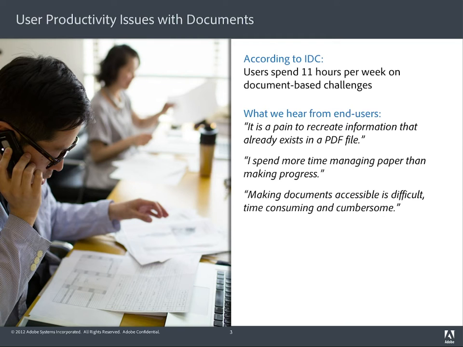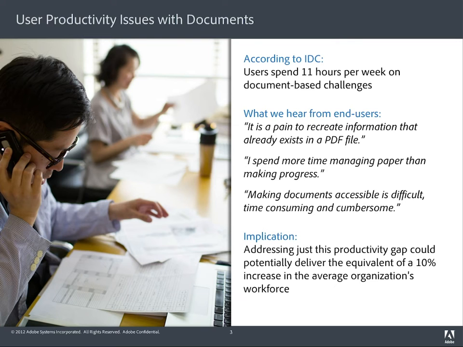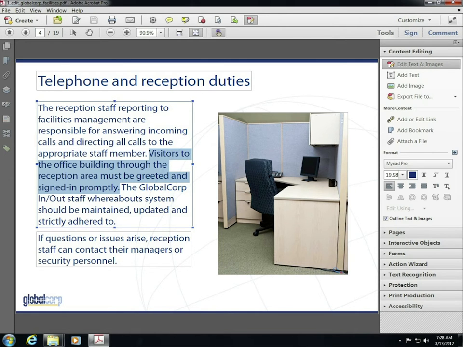So if you were to address just this end user-based productivity gap and make it easier to organize information, improve the reuse of existing content in the PDF documents that they're using, and empower these users to accomplish their work more digitally instead of relying on paper, you could potentially deliver the equivalent of a 10% increase in the average organization's workforce. So we're going to go through the 3 headlining features in Acrobat right now that align with these bullet points. The first one, and these are just some screenshots of the typical demo that you might see Lisa or myself walk through.